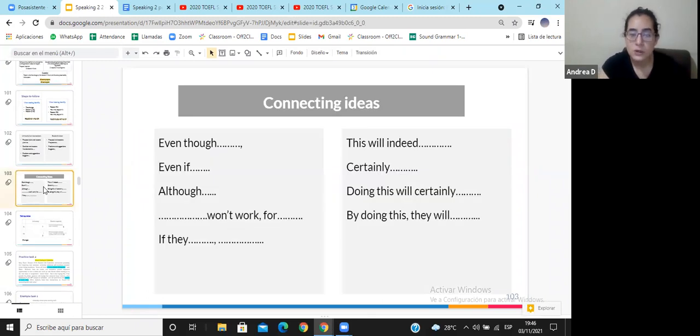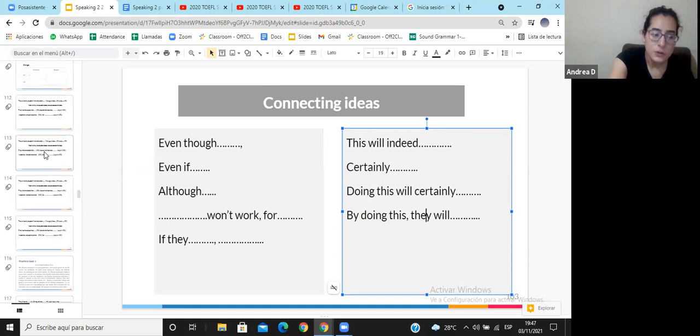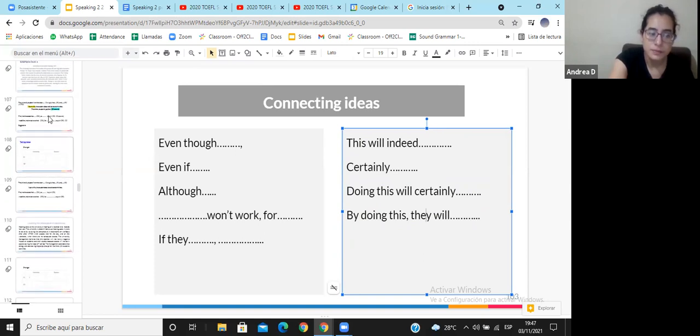Here are some phrases you could use, like, even though students, even though this will create a more relaxed atmosphere, this is not what students want. Or even if, although, or in case they agree, you could say this will certainly be good for this, or be a good idea or a good change. So I'm just leaving you with some ideas, okay? Now, any questions before we start practicing?